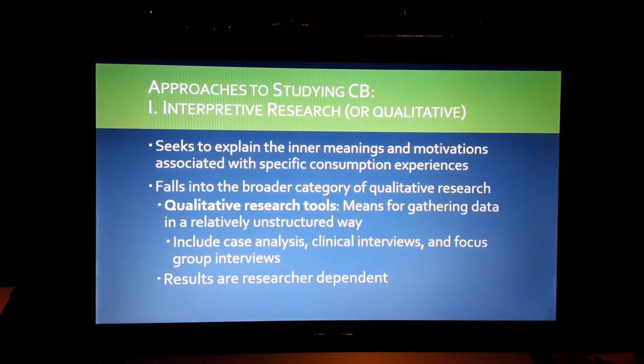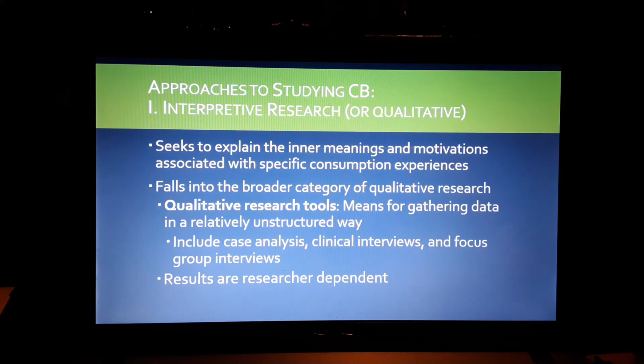Okay, so we're going to talk about a couple different approaches to studying consumer behavior. When we talk about research, the first one is this idea of interpretive research or qualitative research. Basically, that includes talking to people and understanding why people make decisions. You see focus groups, that kind of thing, and interviews, focus group interviews. How that research is interpreted depends upon who's interpreting it. We all have some kind of bias. Even researchers for qualitative research have a bias.